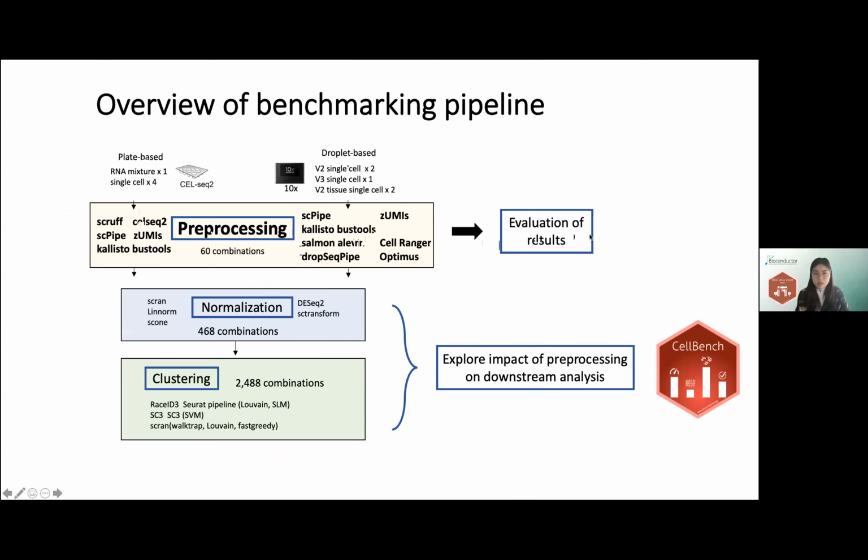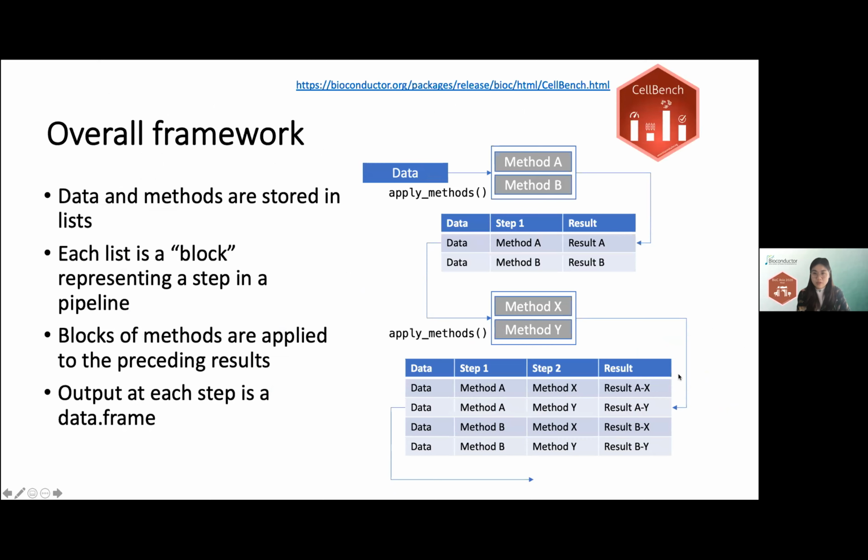CellBench automatically runs the combination of the methods. For example, if I have 1 preprocessing workflow, 2 normalization methods and 2 clustering methods, it would generate 1 multiplied by 2 and then multiplied by 2, so you would get 4 results in total. In this way, you don't have to write a very complicated for loop, and this is super convenient.